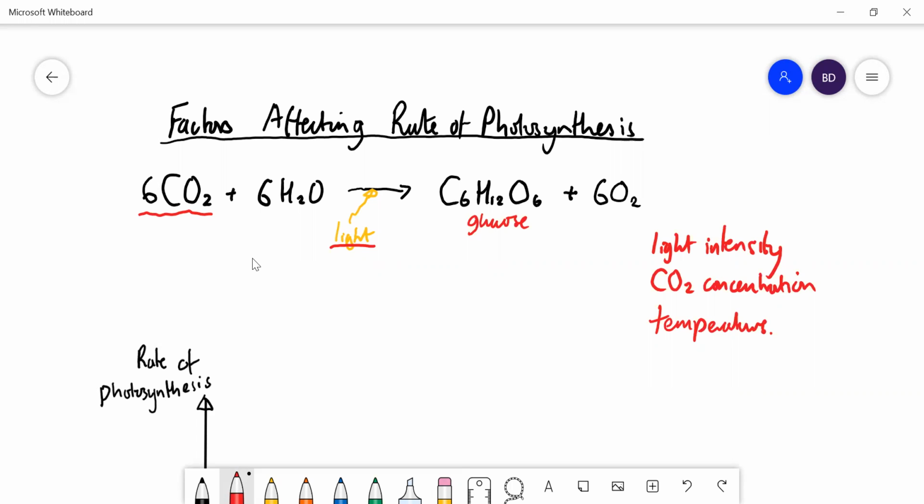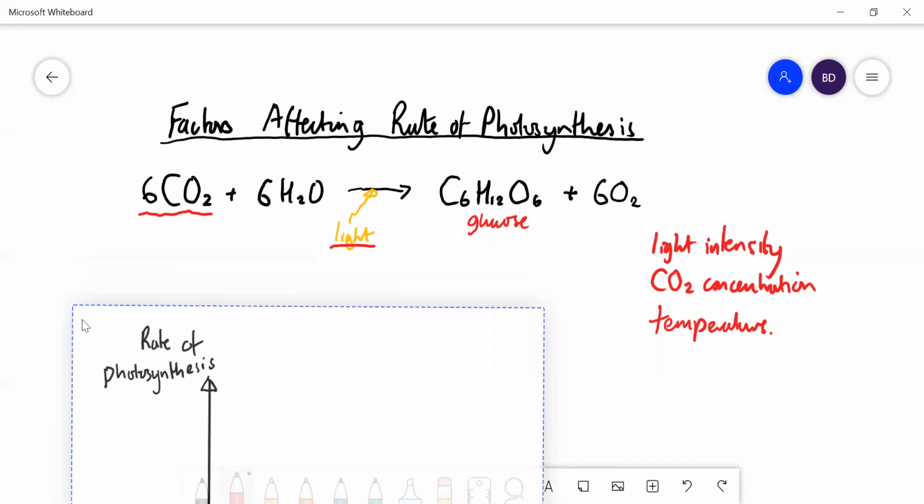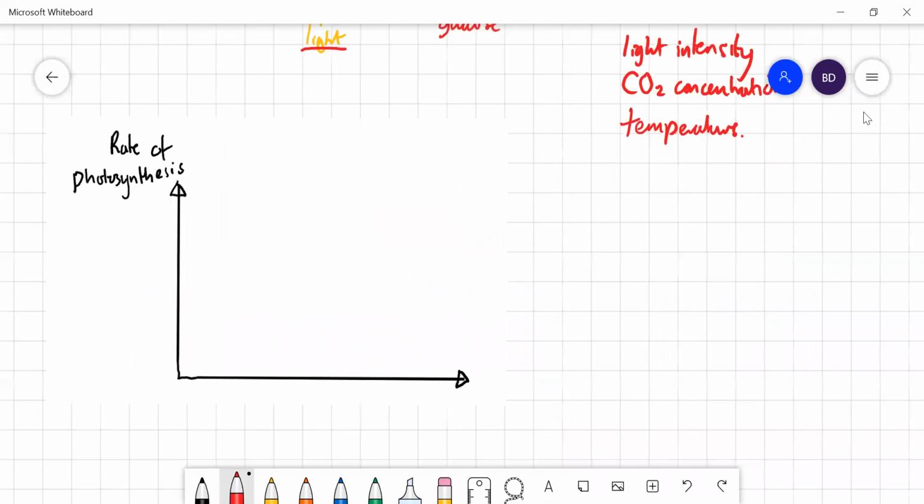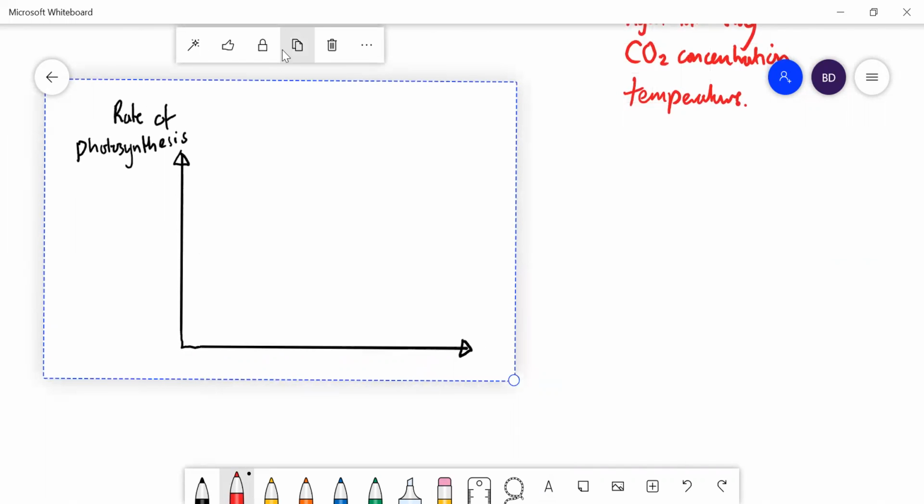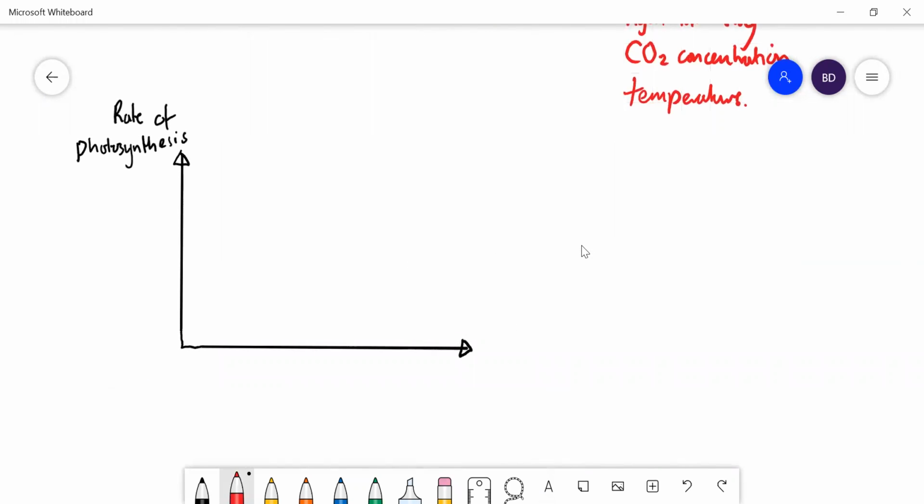Right, so first of all, let's see what happens with light intensity. If you put light intensity on this axis here, you get a graph which looks something like that. For this first portion of the graph, up to about this intensity, if you give it more light, the rate of photosynthesis goes faster.